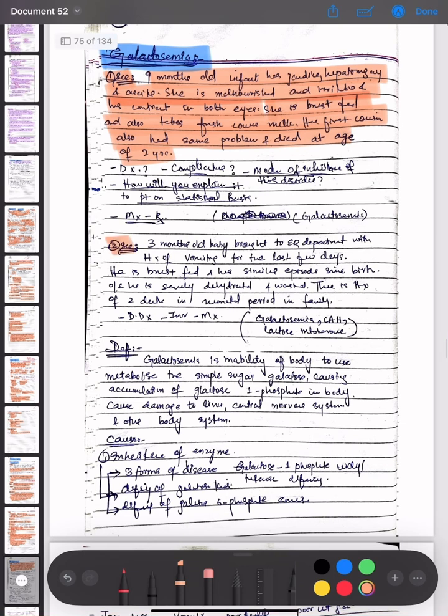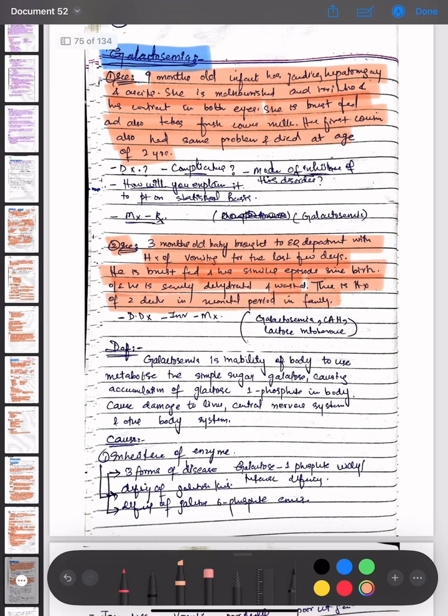Another scenario is a 3-month-old baby brought to the ER department with a history of vomiting for the last few days. He is breastfed and has had similar episodes since birth. On examination, he is severely dehydrated and wasted. There is a history of deaths in the neonatal period in his family.